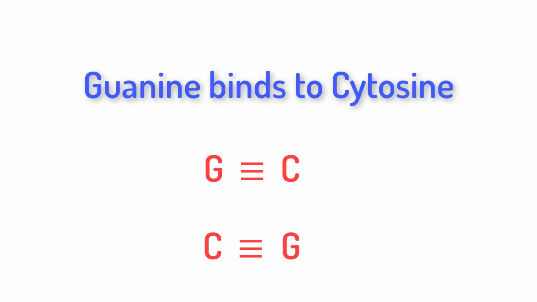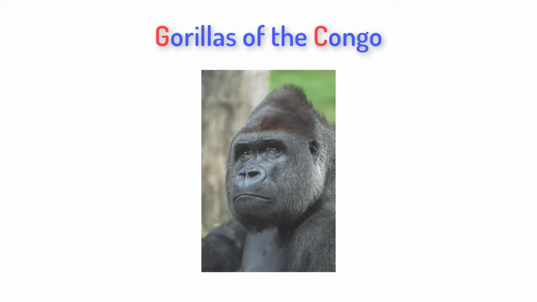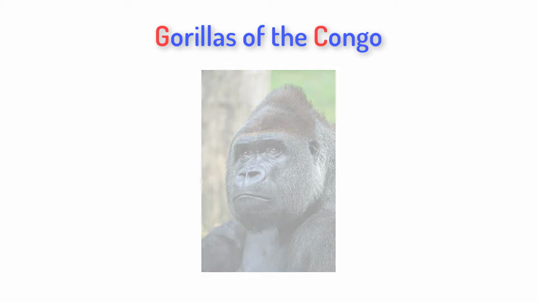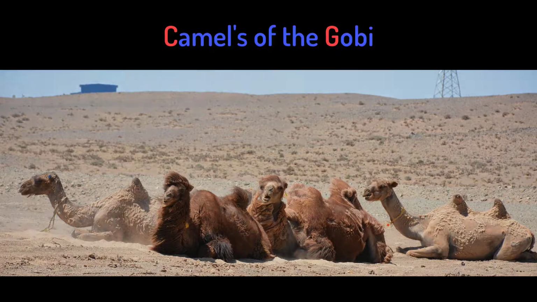The mnemonic device to remember G and C bonding is gorillas of the Congo. So you say G binds to C, gorillas Congo. Or you can say camels of the Gobi Desert. So C binds to G, camels and Gobi. Right? Okay, let's go ahead.